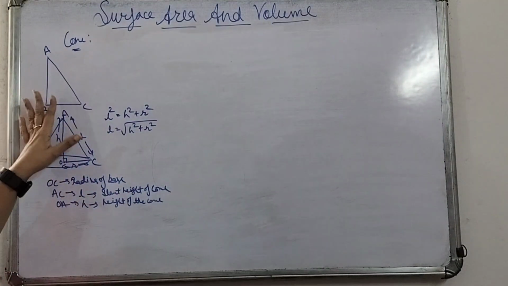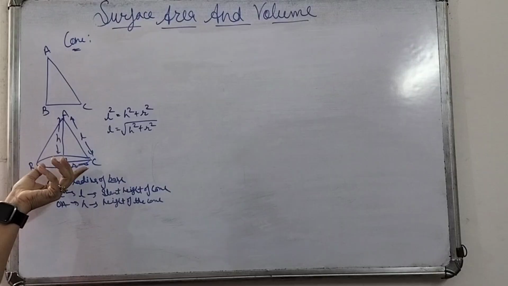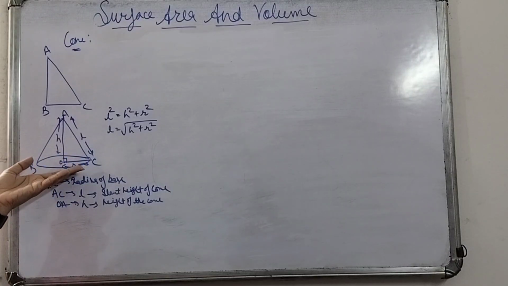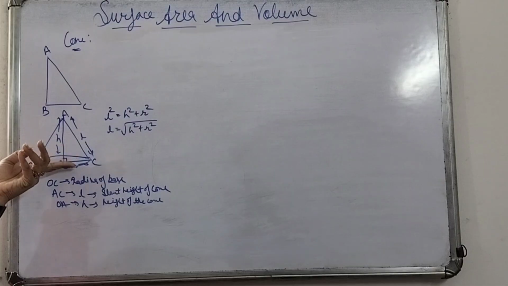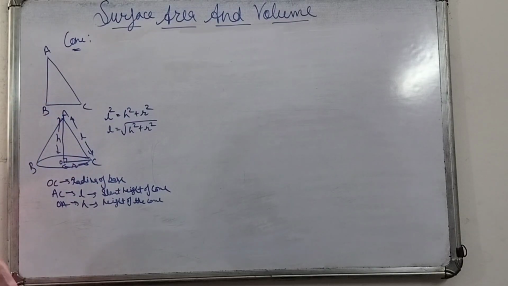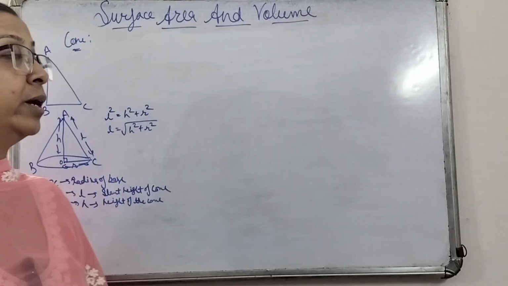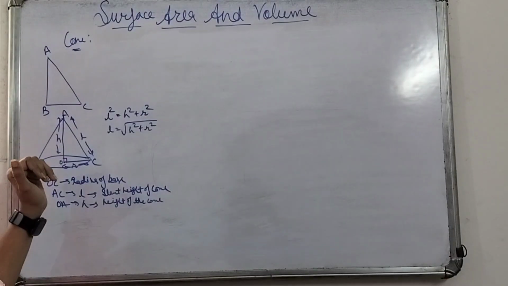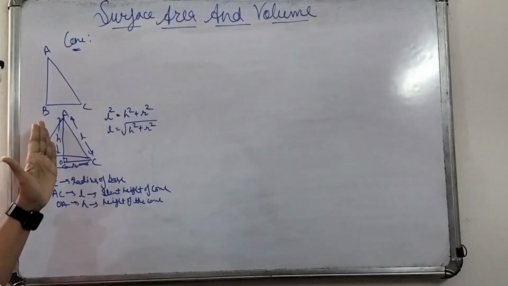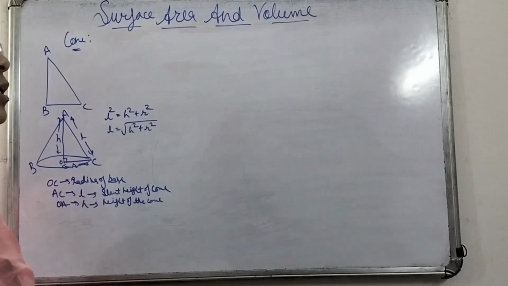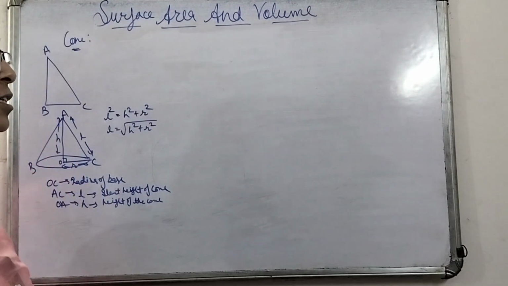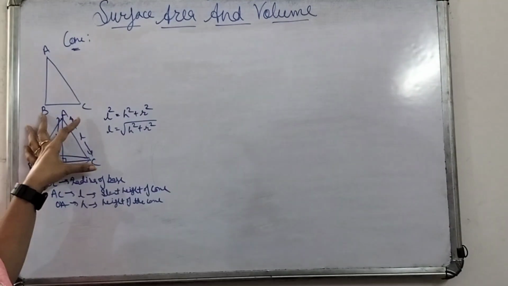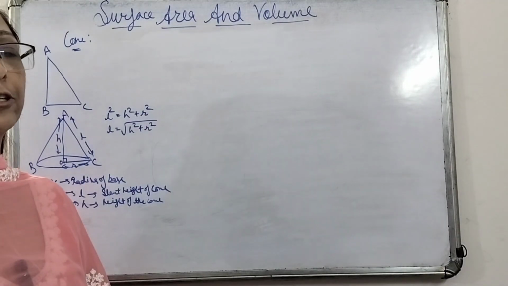Over here we can see that this is a cone whose base is circular. If this cone is at 90 degree from the base, then we say it to be a right circular cone. And if it is not at 90 degree, if it is inclined, if this OA is inclined, then it will not be a right circular cone. Similarly, if the base is not circular, in that case we will also not say it to be a right circular cone.